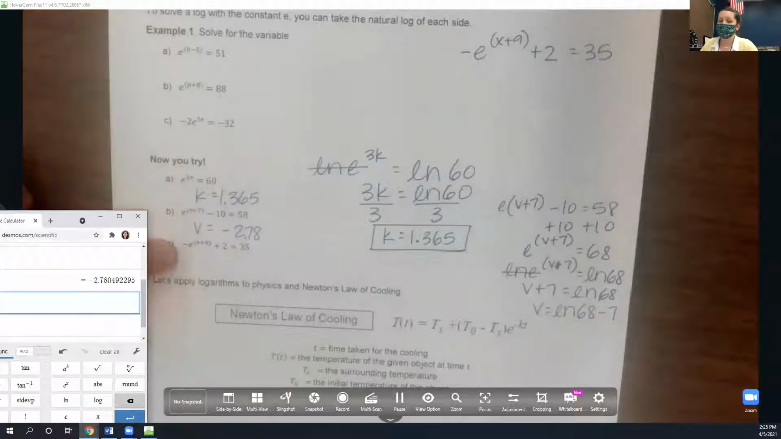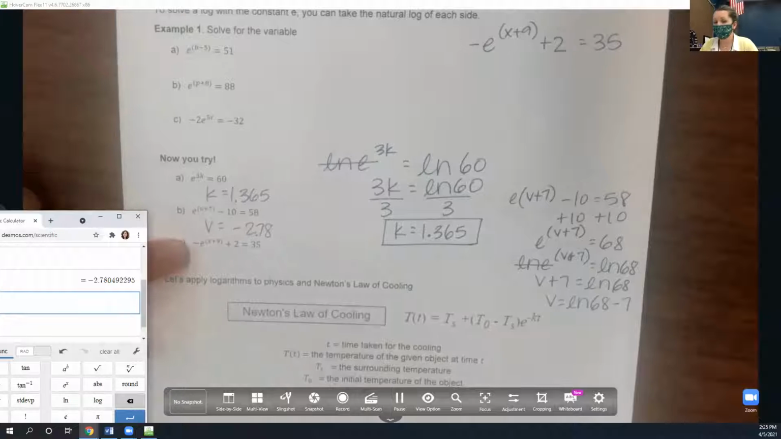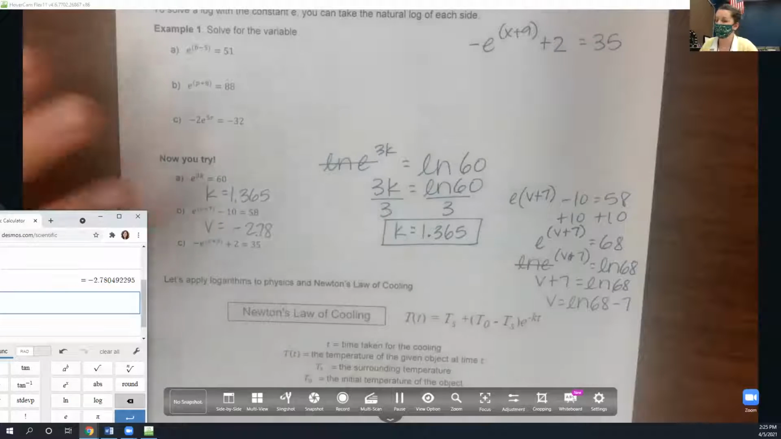Yeah, so Jake asks, is this on the test as well? This is a big part of the test, doing this part, or a small part. We're going to do it in just a second.